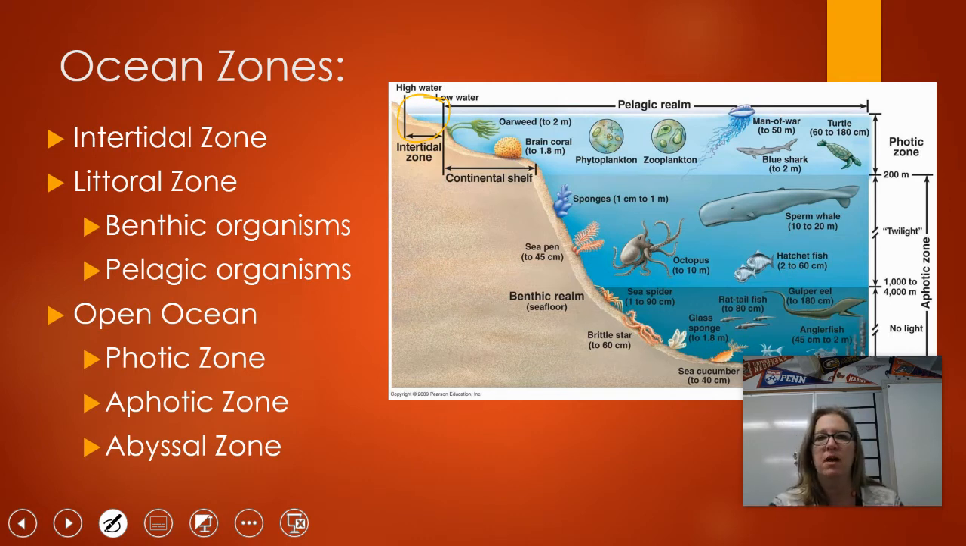And then you get out much deeper. So the littoral zone is kind of like this area right here. The open ocean then would be once you go off this continental shelf down the slope, that's the open ocean. And within that, we get what's known as the photic zone. That phot root has to do with light. Then below that, we get the aphotic zone, so A meaning without. I'll define these. And then finally at the bottom is the abyssal zone. That's just down as deep as it gets.